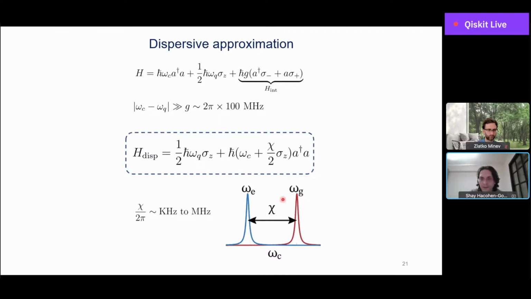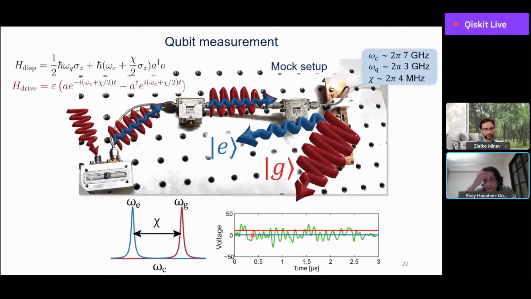And for a qutrit, there will be 3 peaks. So there will be G, E, and F. So this is all near the cavity frequency. And this chi can be tuned in experiments, from kilohertz or even all the way down to nothing, to several megahertz. And this is going to be the key mechanism for doing the measurement. The idea is this. If we consider the following setup, this is just a pretend mock setup. We have our qubit in the cavity, and we're going to add to this Hamiltonian a drive. And this drive is going to be at the frequency of omega g.